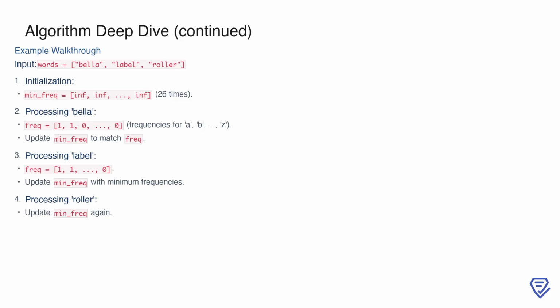Next, we move to the second string, label, and repeat the process. We calculate the frequency of each character and update min_frequency by taking the minimum of its current value and the frequency in this string. Finally, we process roller in the same way, ensuring that min_frequency reflects the lowest frequency of each character across all strings.